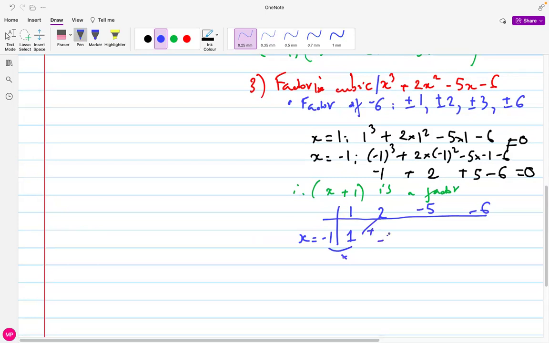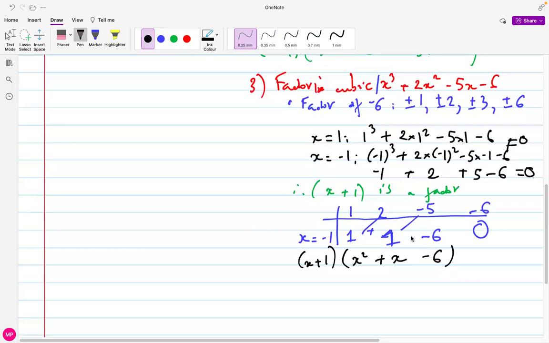That gives you negative 3. Then negative 1 times 1 is negative 1, plus 2 is 1. Then negative 1 times 1 is negative 1, minus 5 is negative 6. And then same thing, negative 1 times negative 6 plus 6 gives you 0. So you would have here x plus 1. And here you're going to produce a quadratic inside. So it will be 1x squared plus 1x minus 6, like that.